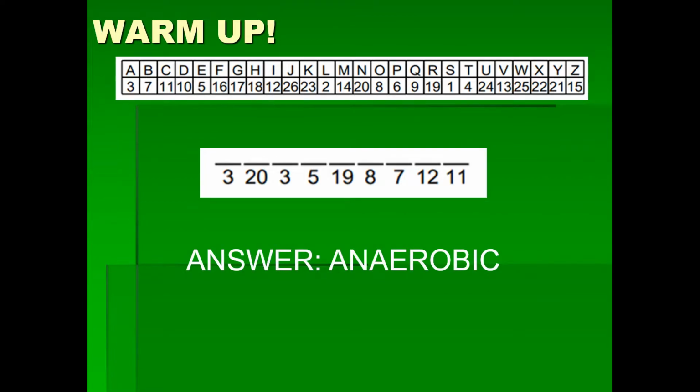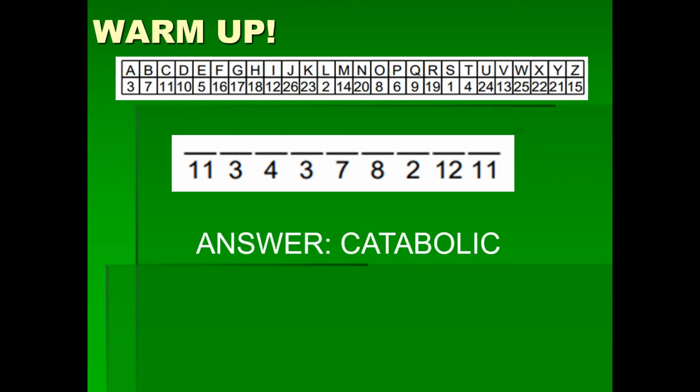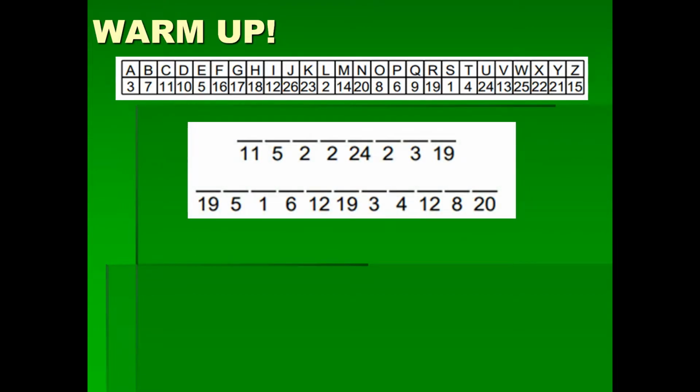Let's proceed. Next mystery message. So we have 11, 3, 4, 3, 7, 8, 2, 12, and 11. So what is our mystery word? Very good. Our mystery message or mystery word is catabolic. And then, let's have this one. I think this would be the last mystery message or mystery word that we have.